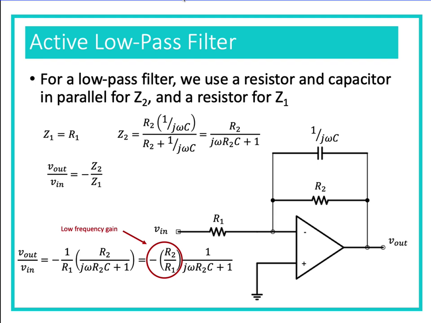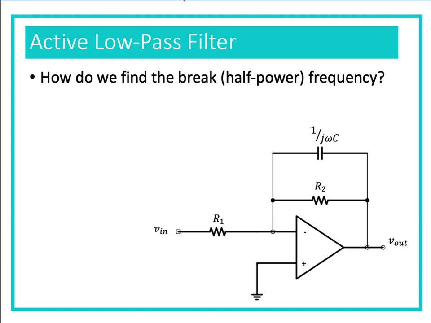We're going to worry more about the actual break frequencies. The only part that we actually use with this is the low frequency or high frequency gain to make some adjustments and calculations, but we don't use the whole transfer function. So, how do we find the break or half power frequency in this particular type of circuit?